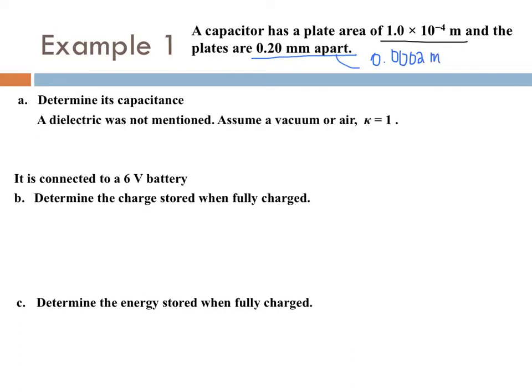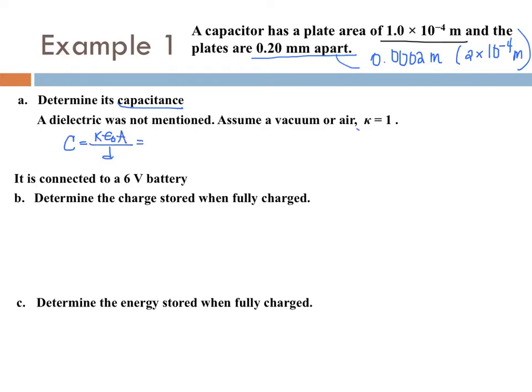0.0002 meters, or 2 times 10 to the negative 4 meters. And we're asked to determine its capacitance. Again, a dielectric was not mentioned, so we're going to assume that this has either vacuum or air in between it. So, to solve for the capacitance, remember it is K epsilon naught A over D.